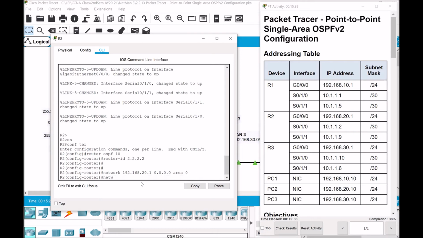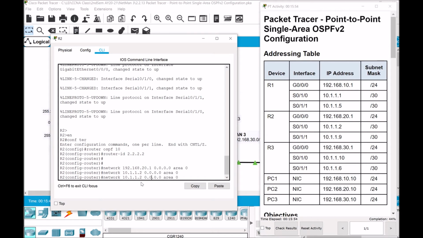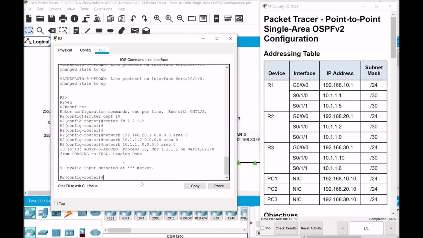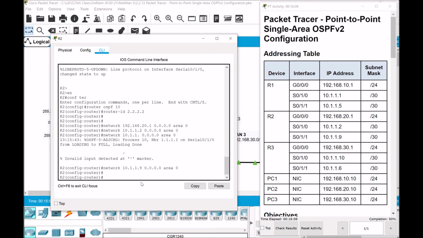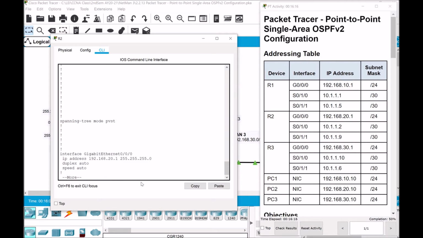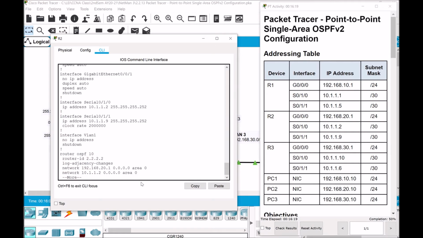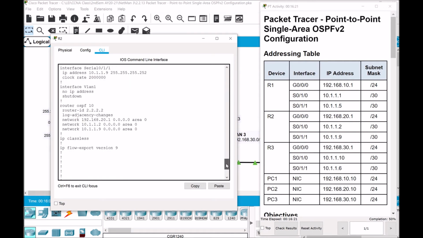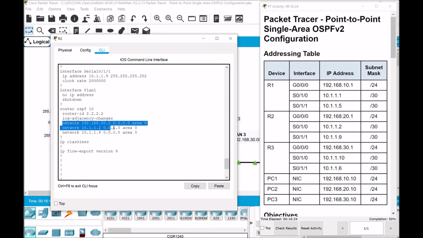Press enter. We do it for the next two interfaces. That's 10.1.1.1, with 0.0.0.0, area 0. Press enter. For the last one, we'll just change the last octet. Sorry, let me do that again. So this should be 9, 10.1.1.9, and then area 0. Right, so we're done with this one. Let's show run to verify the configuration. This time the OSPF has the following address configuration.